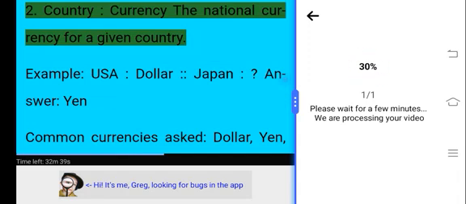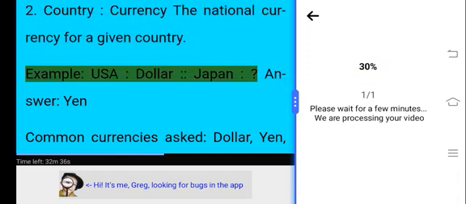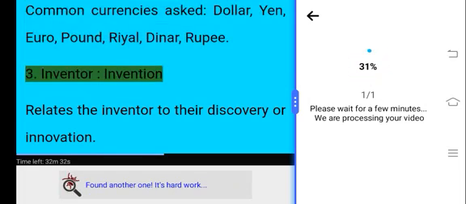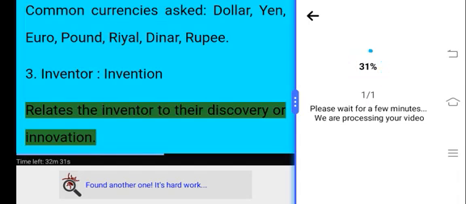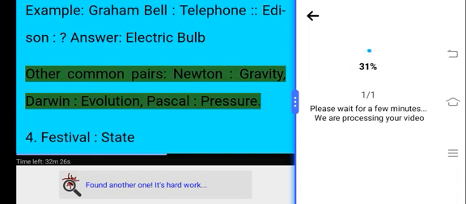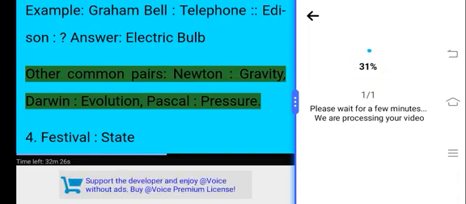2. Country, currency. The national currency for a given country. Example: USA, dollar, Japan. Answer: yen. Common currencies asked: dollar, yen, euro, pound, real, dinar, rupee. 3. Inventor, invention. Relates the inventor to the discovery or innovation. Example: Graham Bell, telephone, Edison. Answer: electric bulb. Other common pairs: Newton, gravity; Darwin, evolution; Pascal, pressure.